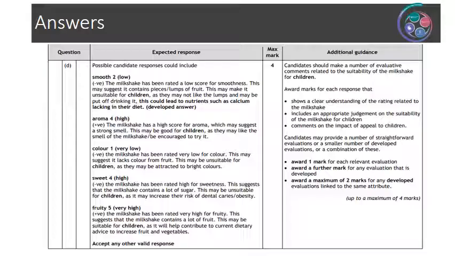Fruity was rated 5, which is very high. This is a positive. The milkshake has been rated very high for fruity. This suggests that the milkshake contains a lot of fruit. This may be suitable for children, as it will help contribute to the current dietary advice to increase fruit and vegetables.